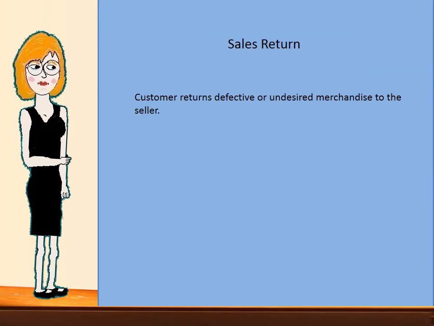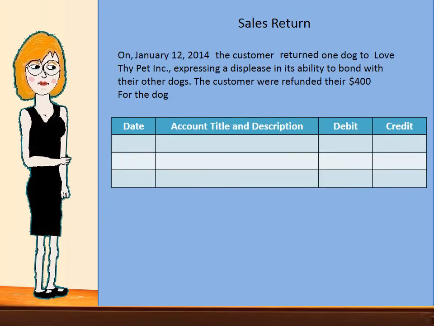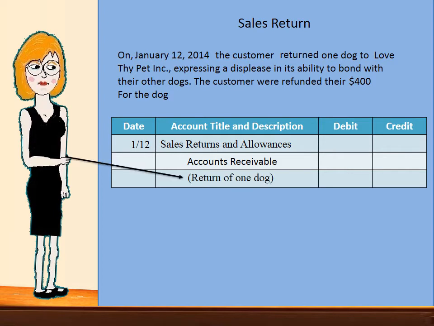Sales returns. Customers returned defective and undesired merchandise to the seller on January 12th, so we'll do 1/12. Return of one of the dogs, so we'll do sales returns and allowance, which is a contra revenue account, and we will reduce the asset account, accounts receivable. Return of one dog. The amount was for $400, so we will increase the sales returns and allowance account, and we will decrease the accounts receivable account. A credit would decrease accounts receivable. And this is the journal entry to record sales returns and allowance.